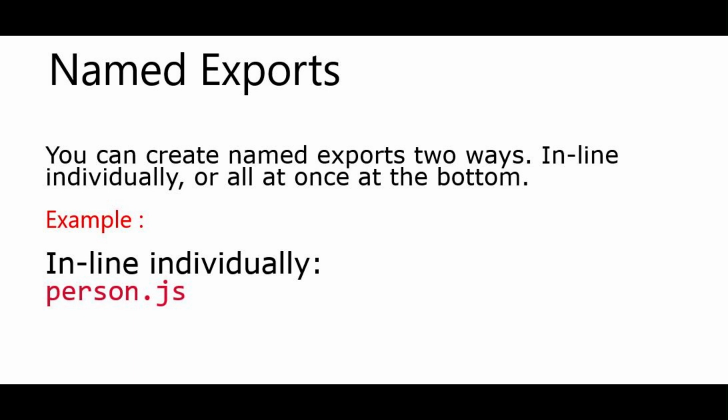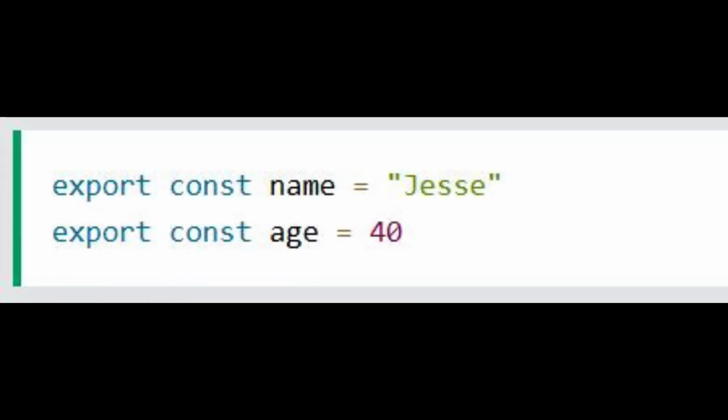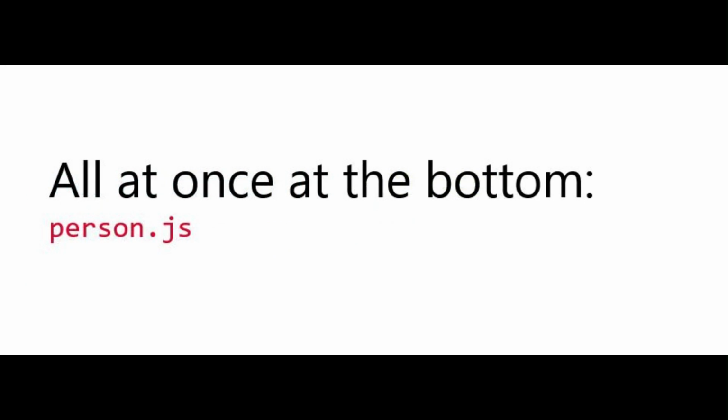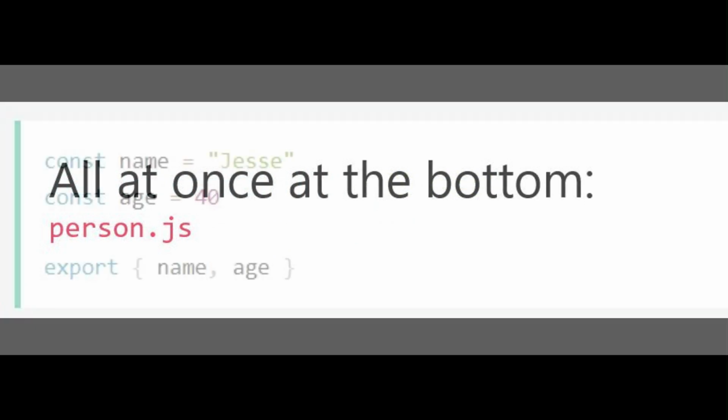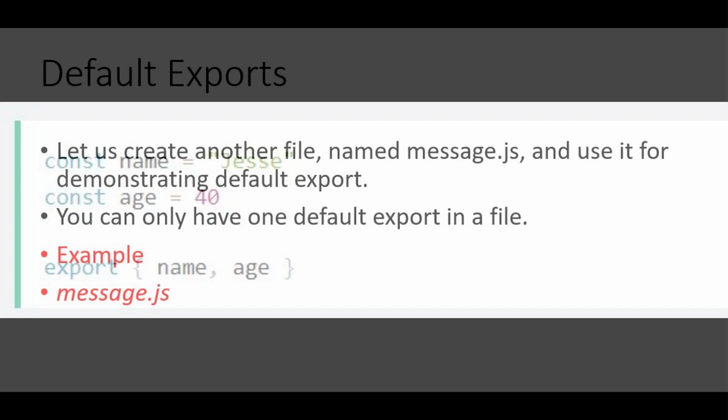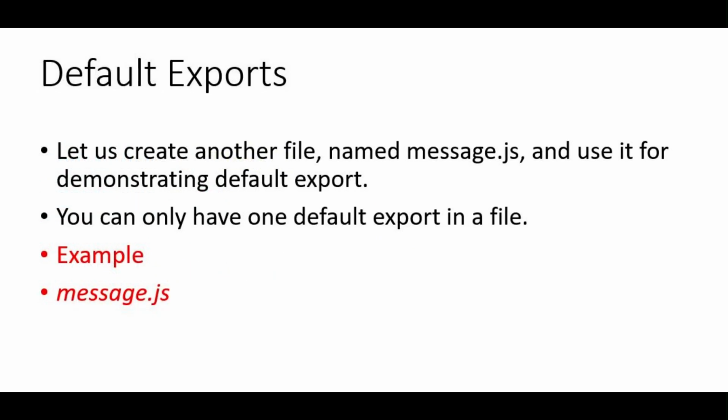Example. Inline individually. Person.js. Code. All at once at the bottom. Person.js. Code. Default exports. Let us create another file, named message.js, and use it for demonstrating default export.